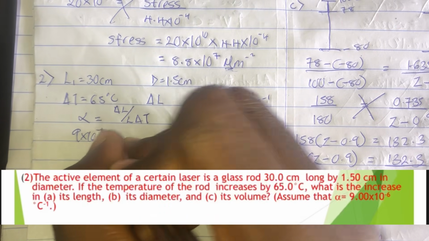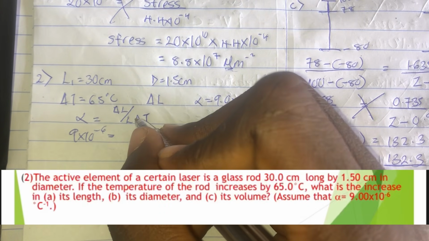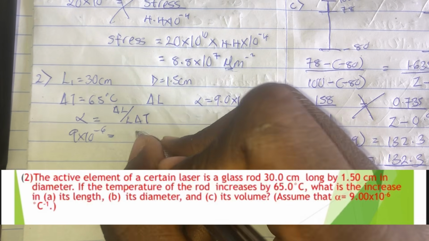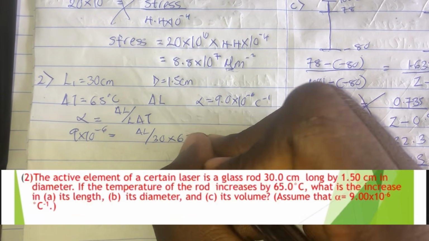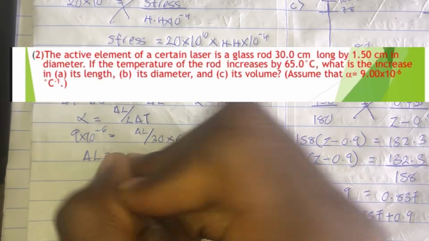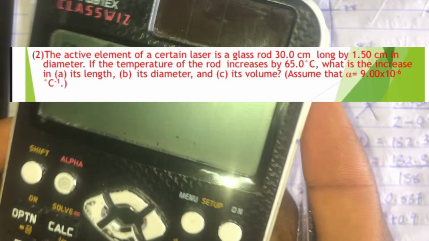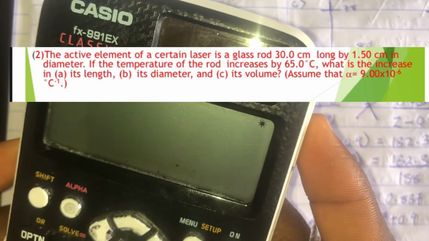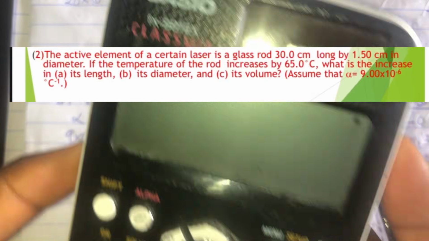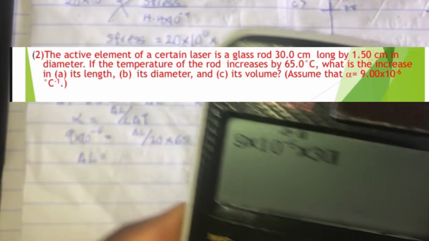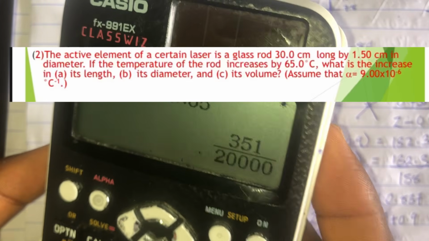This is 9 times 10 to the minus 6, our coefficient of linear expansion. The change in length is what we're looking for. The original length is 30 and the change in temperature is 65. So when we cross multiply, the change in length is just going to be 9 times 10 raised to the power minus 6, times 30 and 65.